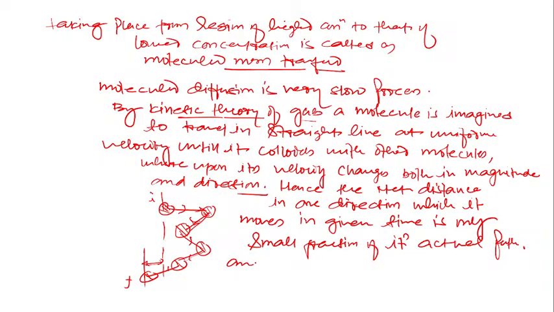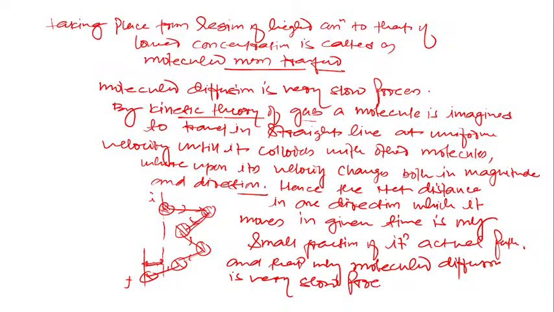And that's why, because the net distance is very small compared to the actual, in the given time interval the molecule has moved only a very small fraction, and that's why diffusion is a very, very slow process. That's why molecular diffusion and hence molecular mass transfer is a very slow process. Clear to you? Yes or no?